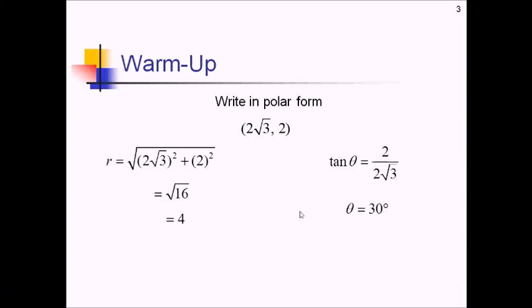Let's compare the quadrants now. The original rectangular point is in quadrant 1. The angle here is also quadrant 1, so we can keep the angle. That'll just be 4, 30 degrees for the answer.